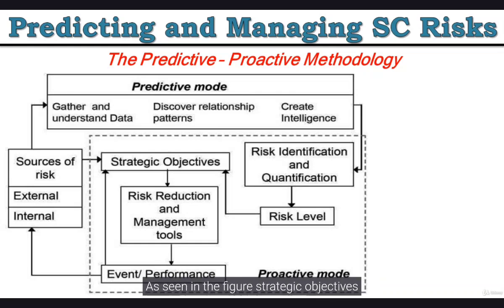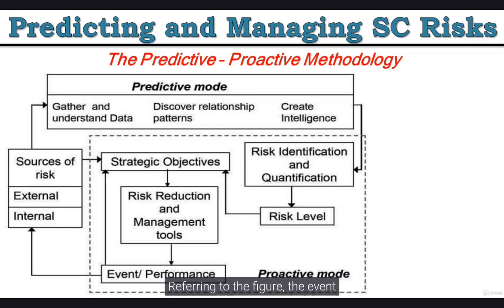As seen in the figure, strategic objectives or objectives for the supply chain are at the center of the process and form the most important part of the complete risk management process. This depicts that the strategic objectives will control the risk management process and will also influence the solutions that will be developed for mitigating the risk.